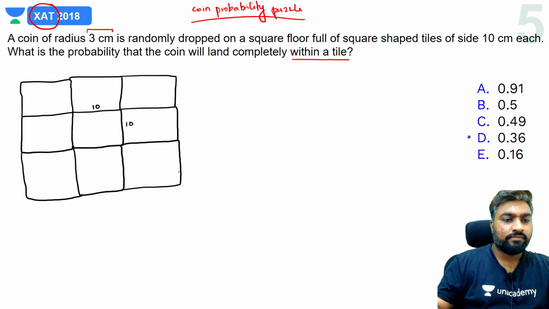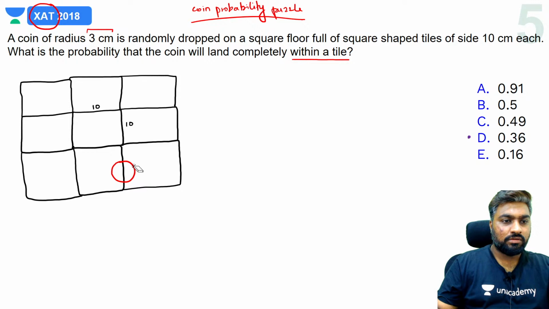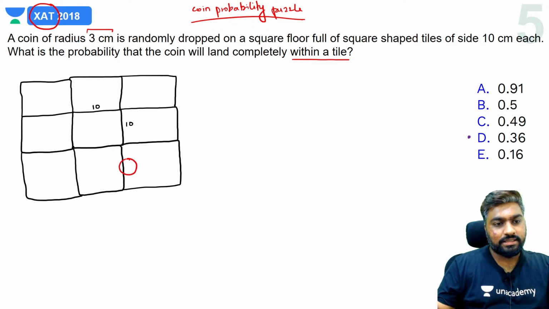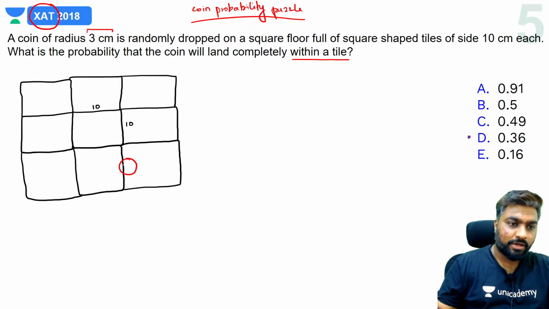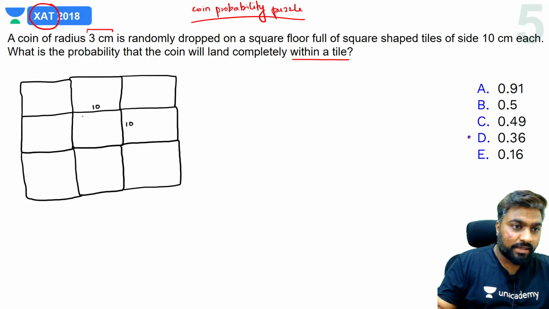What does it mean? अगर coin यहाँ पे गिरा, let's say अगर coin ऐसे गिरा, is this within the tile? Yes or no? Do we want this or not? No. Is this within a tile, guys? Definitely not. Is this within a tile? Just this much? Still not acceptable, right? Because there's one part that is still outside. So what do we want? We want the coin to be like this, correct?